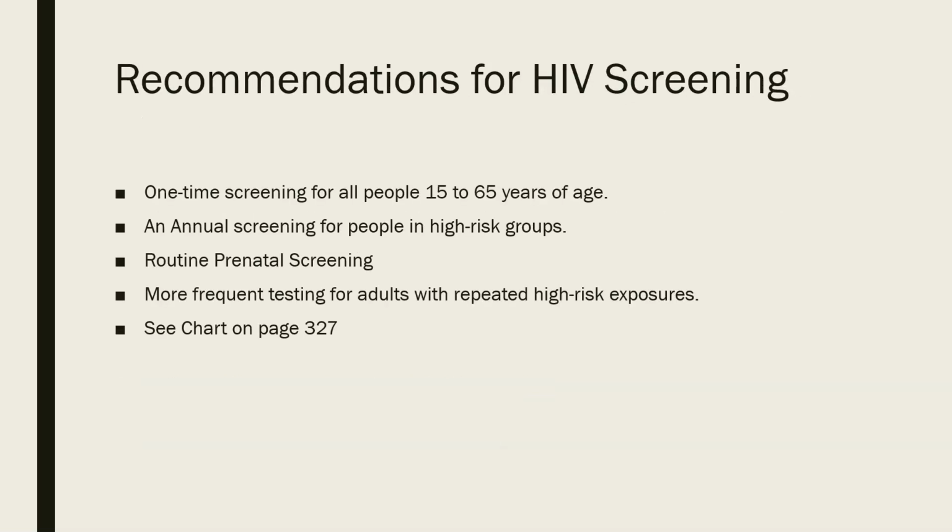Recommendations for HIV screening. One-time screening for all persons between the ages of 15 and 65. An annual screening for high-risk groups. A prenatal screening for those who are pregnant. More frequent testing for adults with repeated high-risk exposures. You are responsible for the chart on page 327. Again, you are responsible for the recommended screenings on the chart on page 327.